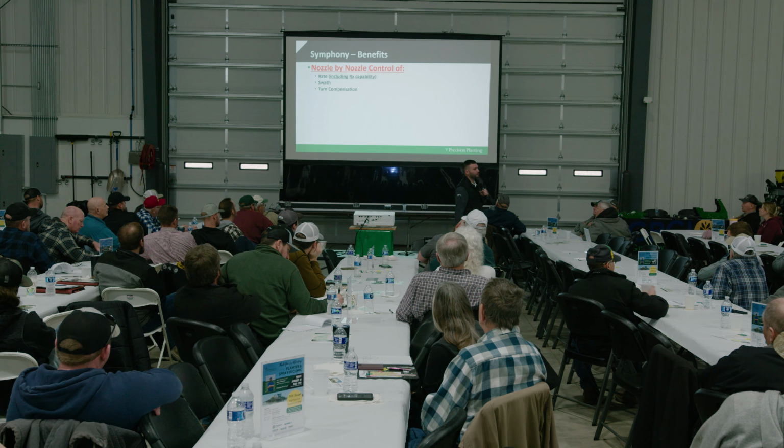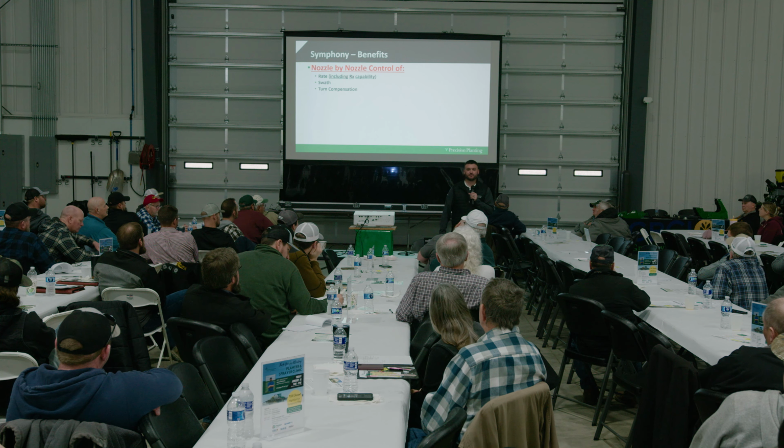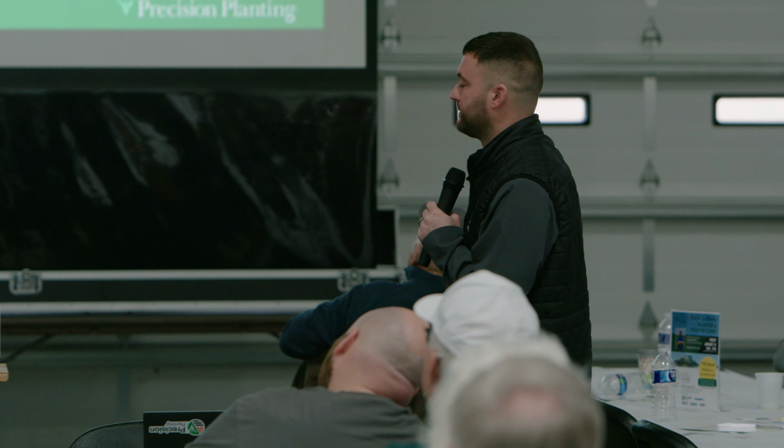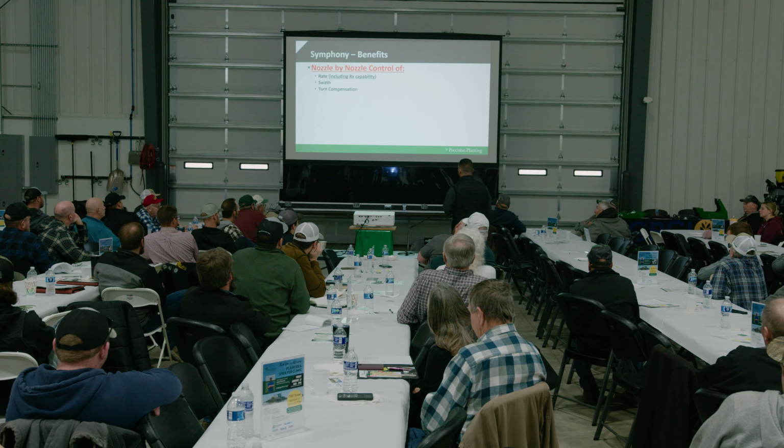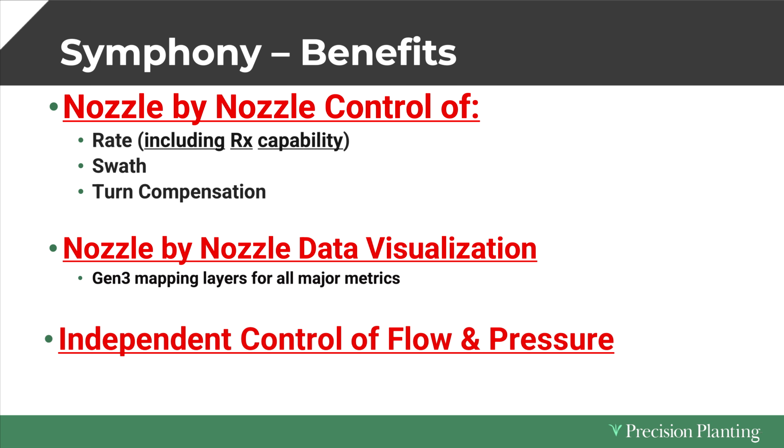What happens if we put too much chemical down? Probably damage our crop. What happens if we don't put enough? We don't kill the weeds. So that's when we're going to get into reading a little bit more about these labels. We offer this. You have to run it with a Gen 3, so we will map those layers.